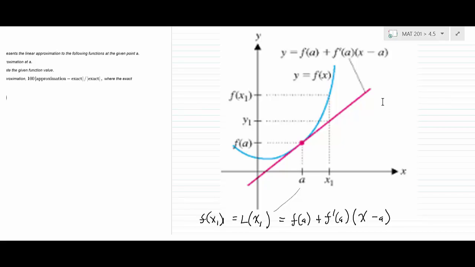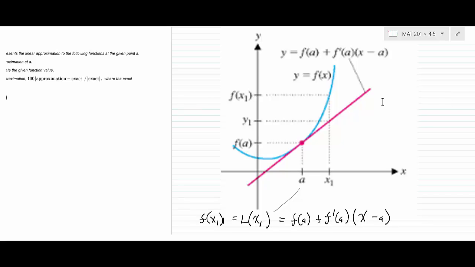So what you do with a linear approximation is you look at some other point that's usually a little bit less than x1 over here. And like when we did square root of 26, what did we use? We used 25 instead of 26, right? So you want to use a value that's pretty close to it.